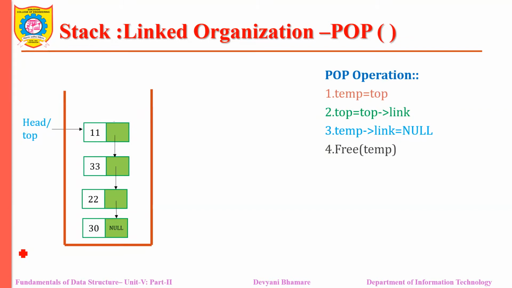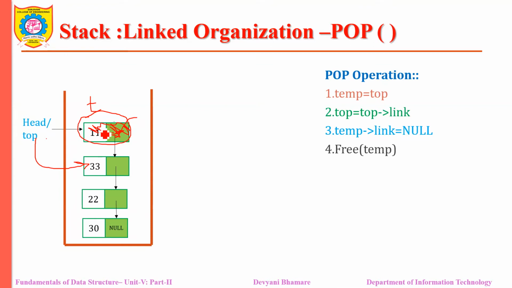and free temp. So our node is deleted. Again, if we want to delete the element from that stack, obviously the first element will be deleted. So we have considered let temp be equal to top. Let this be my temp. Then top is equal to top of link, means my top is pointing to this next node. Then we are making this node's link part null, right? And then by performing free temp, we are saying that this node is deleted.